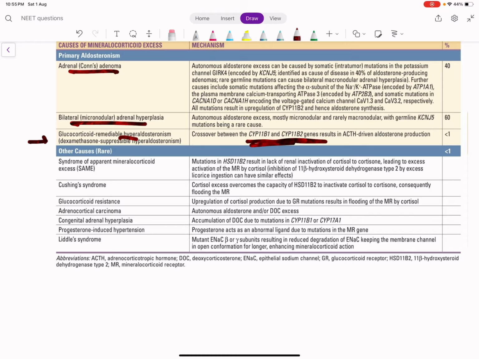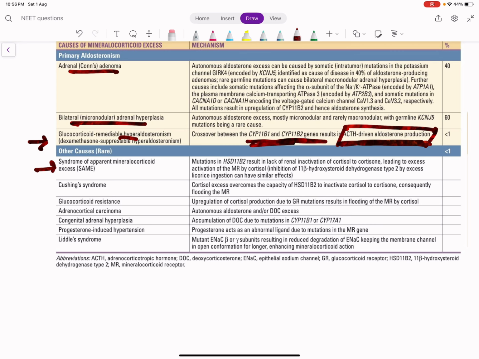Normally I told you ACTH does not control mineralocorticoid. If ACTH controls mineralocorticoid, then it is called glucocorticoid remediable hyperaldosteronism, which means it comes under the feedback of ACTH. If you give exogenous steroids, ACTH will get suppressed and mineralocorticoid also will get suppressed here. So it's a rare syndrome, glucocorticoid remediable hyperaldosteronism.